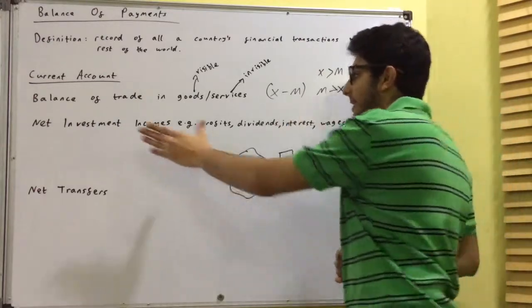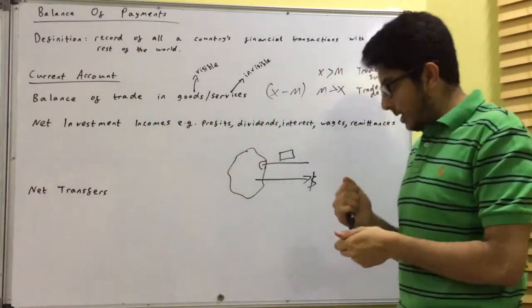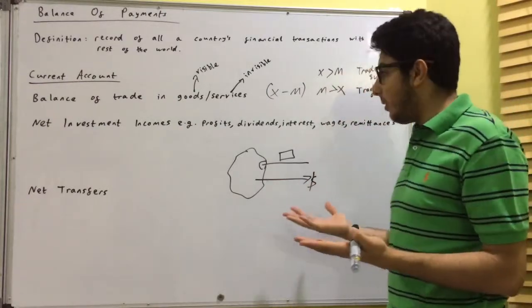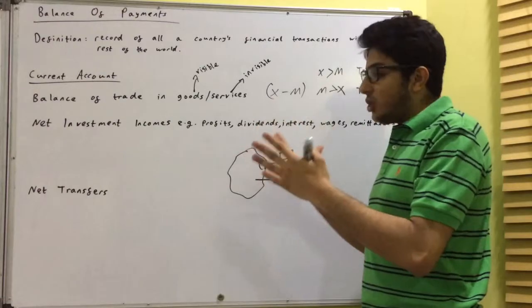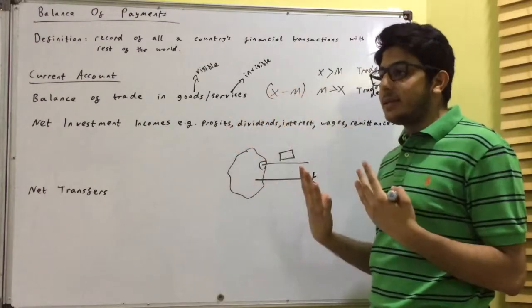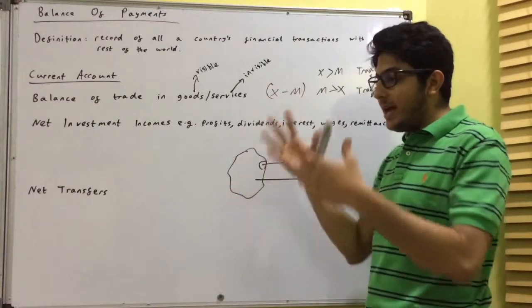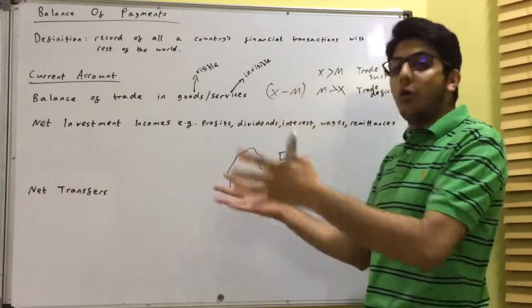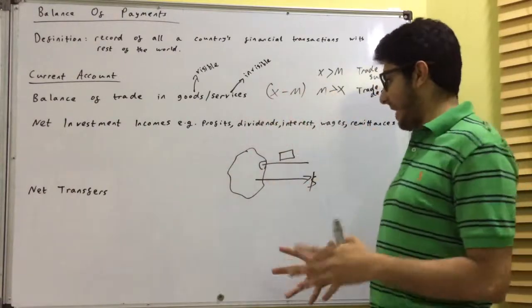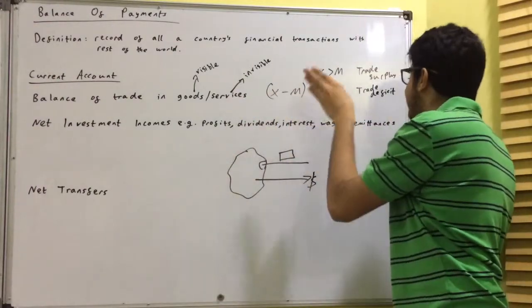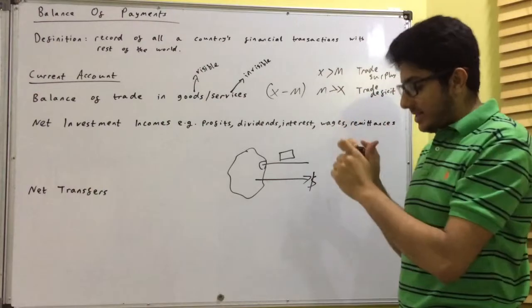So now let's look at net investment incomes. Net investment incomes looks at incomes, okay? The income earned by domestic citizens who hold assets overseas, or the opposite of that, the income paid to foreign holders of domestic assets. So we have profits, dividends, interest, wages, remittances.